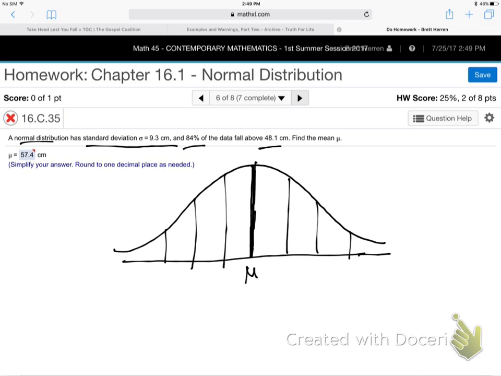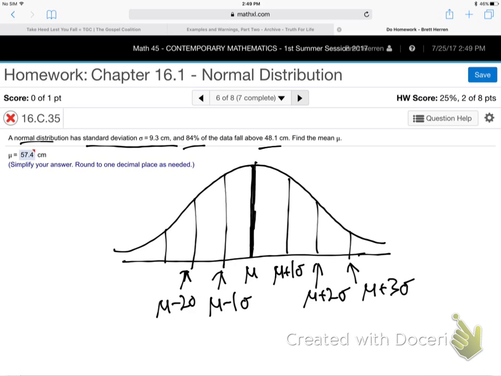There's the middle, 1 jump right, 2 jumps right, 3 jumps right, 1 jump left, 2 jumps left, 3 jumps left. So, and then the percentages, right? The percentages are always the same.